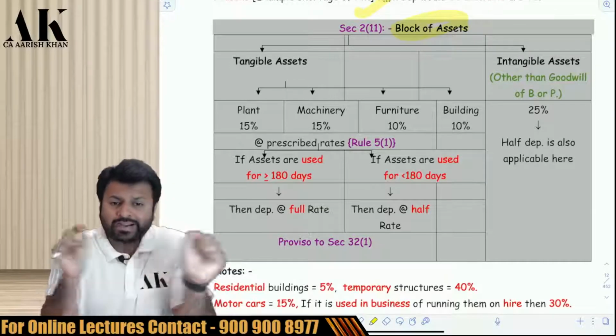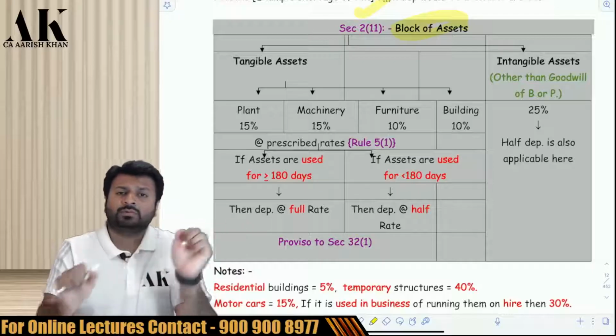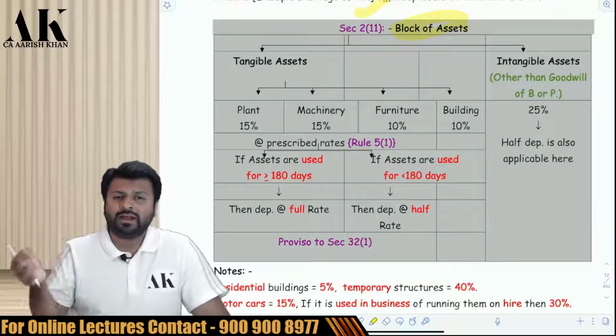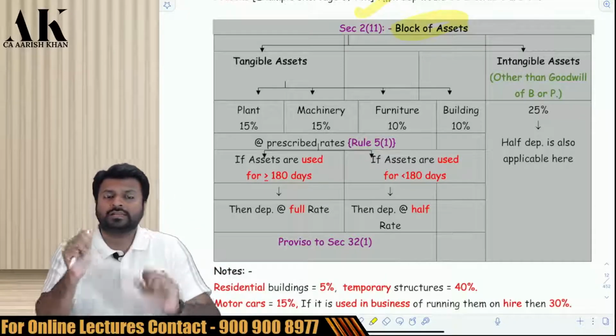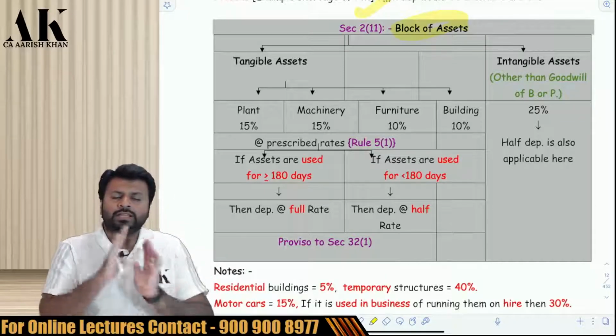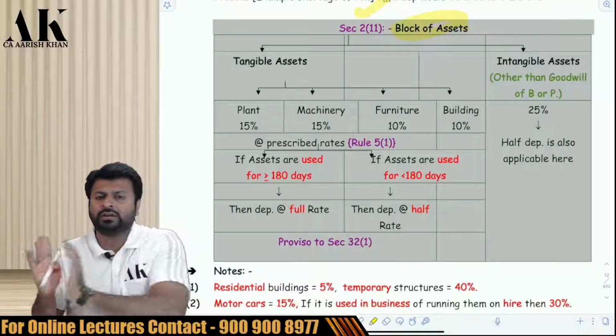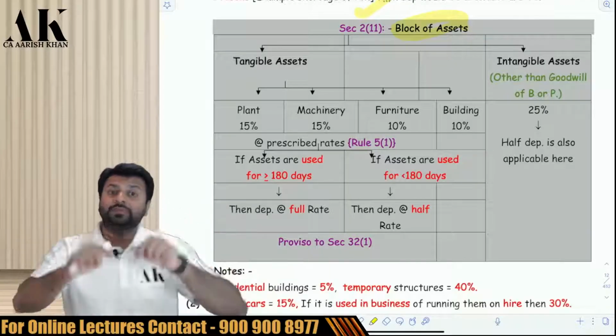Further, there are two categories in block. One is tangible block, one is intangible block. And in tangible, there are further categories: plant, machinery, furniture, building. So now you will compute depreciation based on a block, not on a single asset. All plant and machinery will be together, all furniture will be together, all building will be together, all intangible assets will be together, which are having similar rates.